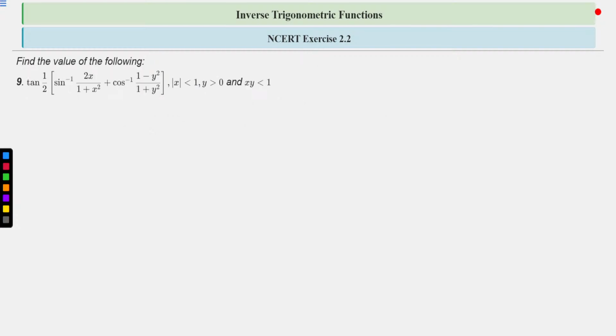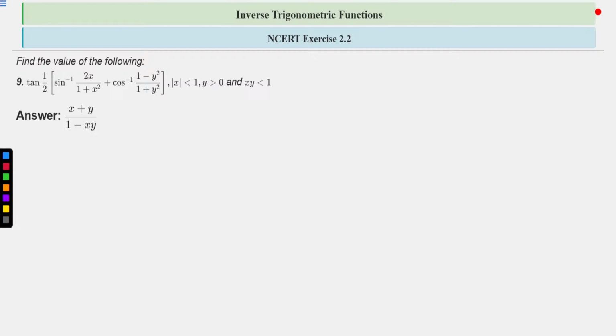The question is we basically have to find the value of the following given expression, which is tan of 1 by 2 sin inverse 2x upon 1 plus x square plus cos inverse 1 minus y square upon 1 plus y square, when mod x less than 1 and y greater than 0, and xy is basically less than 1. So the correct answer is x plus y upon 1 minus xy.